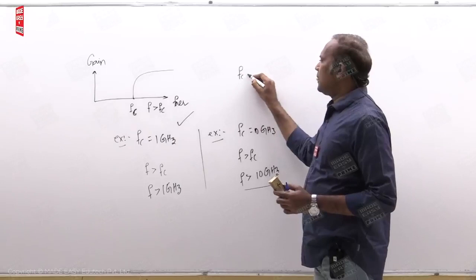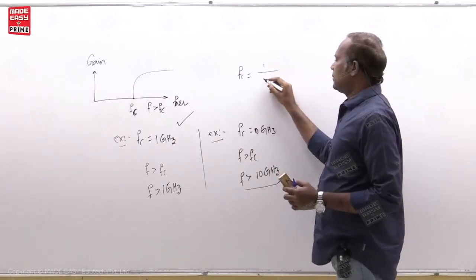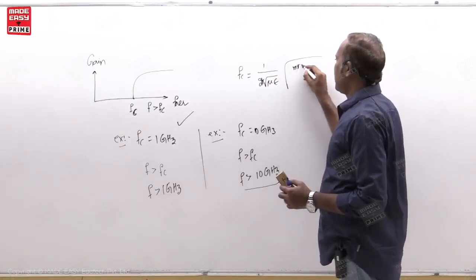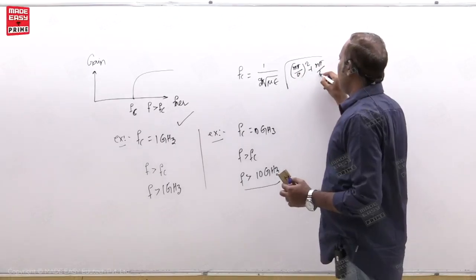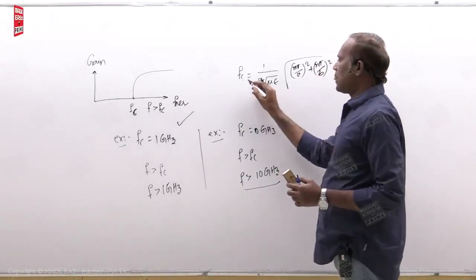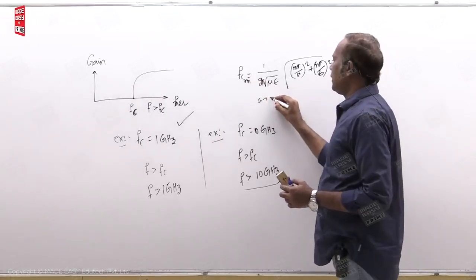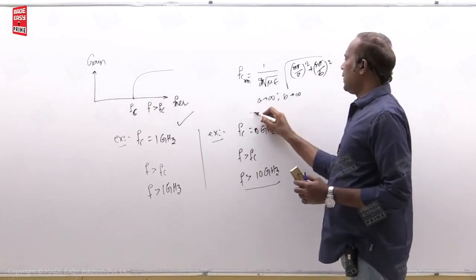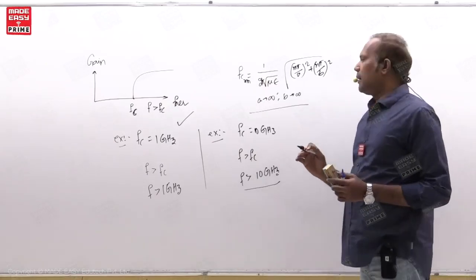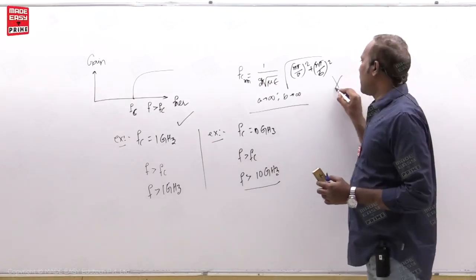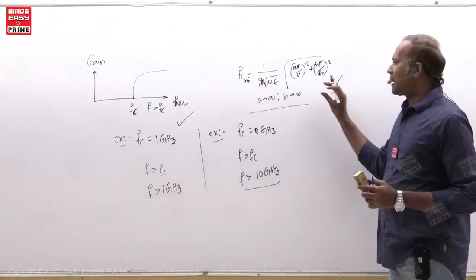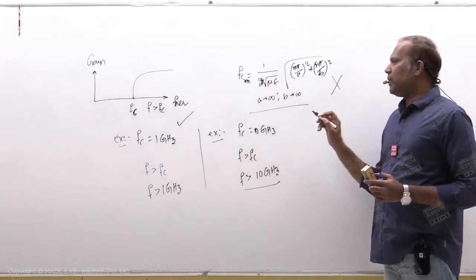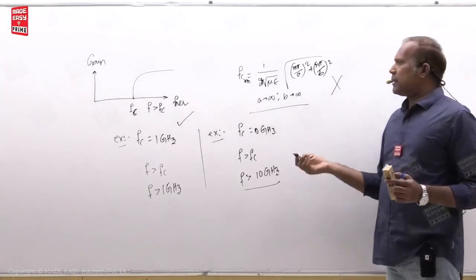But to have 0 cutoff frequency, you have to take 2 pi root of (m pi by a) whole square plus (n pi by b) whole square. If you want 0 cutoff frequency, then a should be infinity and b should be infinity. So ultimately you get Fc 0, but a infinity, b infinity means you have a waveguide of infinite dimensions, so it is not possible to construct that type of waveguide. That means there is no waveguide at all. So that is why that is not possible.